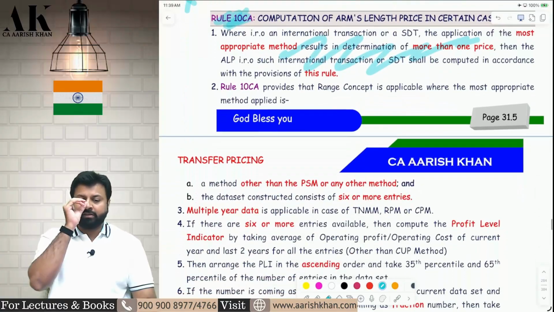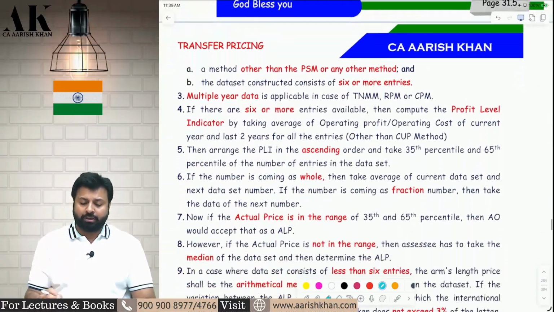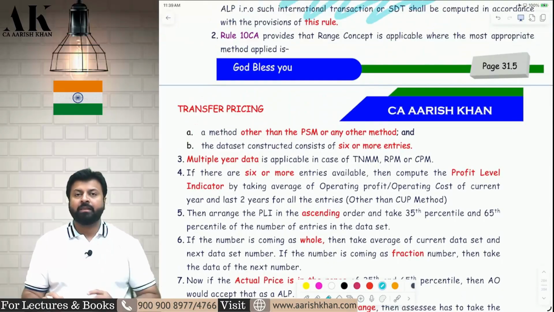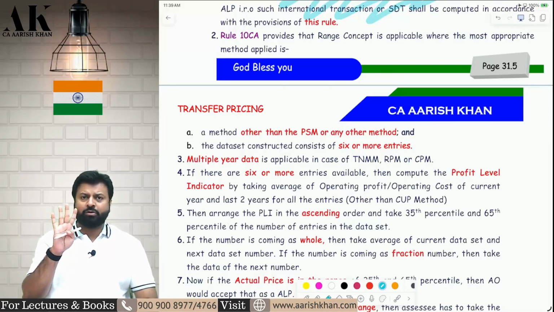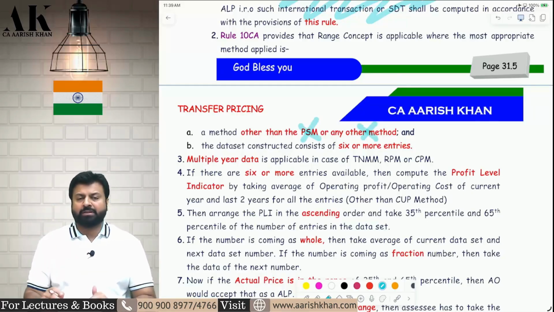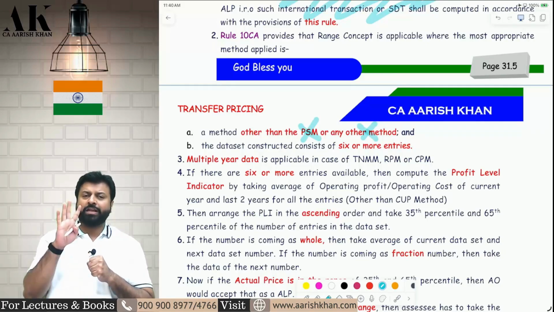First of all, range concept is applicable to whom and not applicable to whom? Let me tell you that. Out of the 6 methods, the range concept is applicable only to 4 methods. It is applicable to the CUP method, the resale price method, TNMM, and the cost plus method. Range concept is not applicable to the profit split method and the 6th method. It is only applicable to 4 methods.